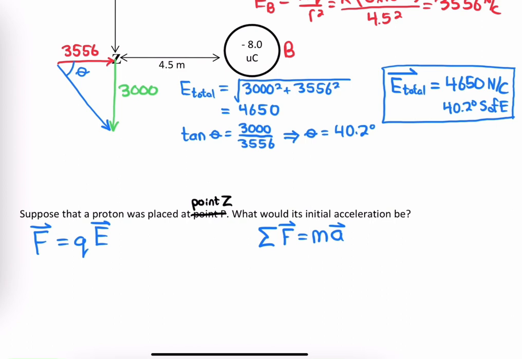If I take a proton and I put it at this point, Z, it will feel a force. So I'm going to need to know the charge of a proton. Remember, protons and electrons have the exact same charge. We call it the elementary charge. Only for a proton it's positive. For an electron it's negative.